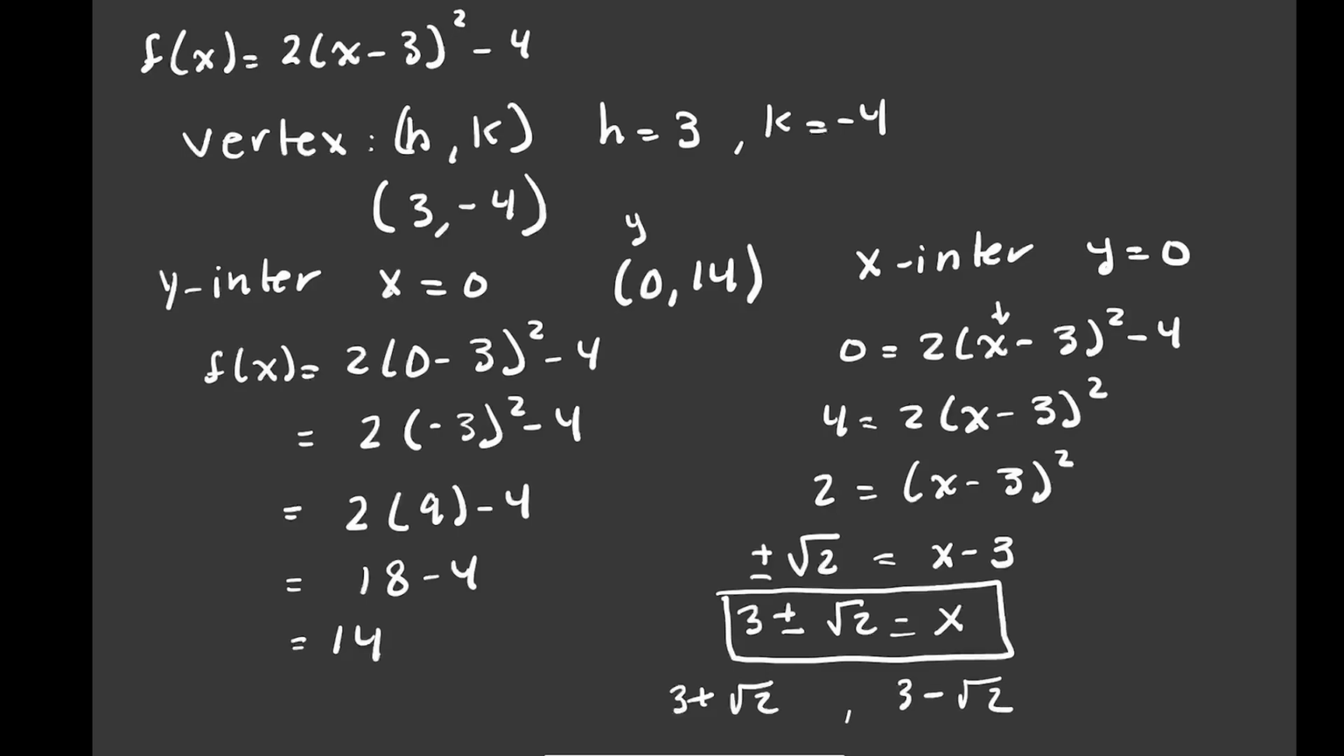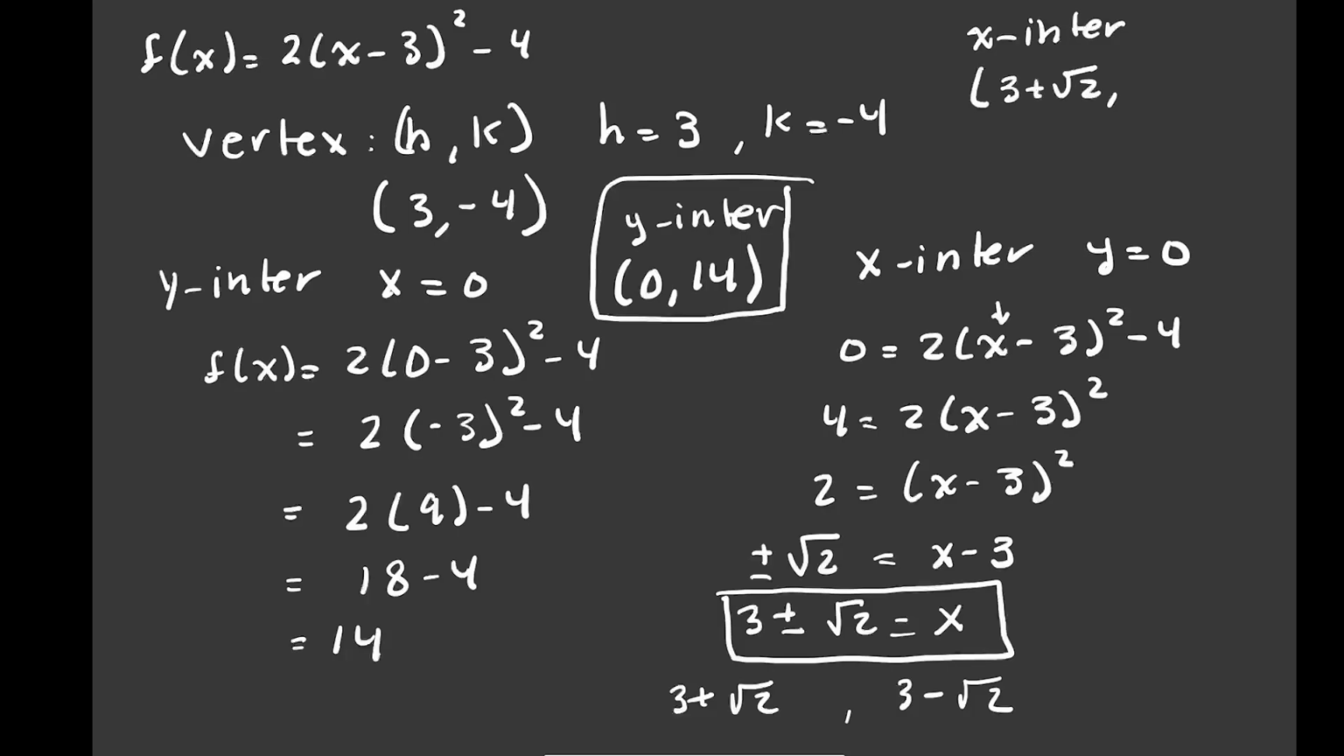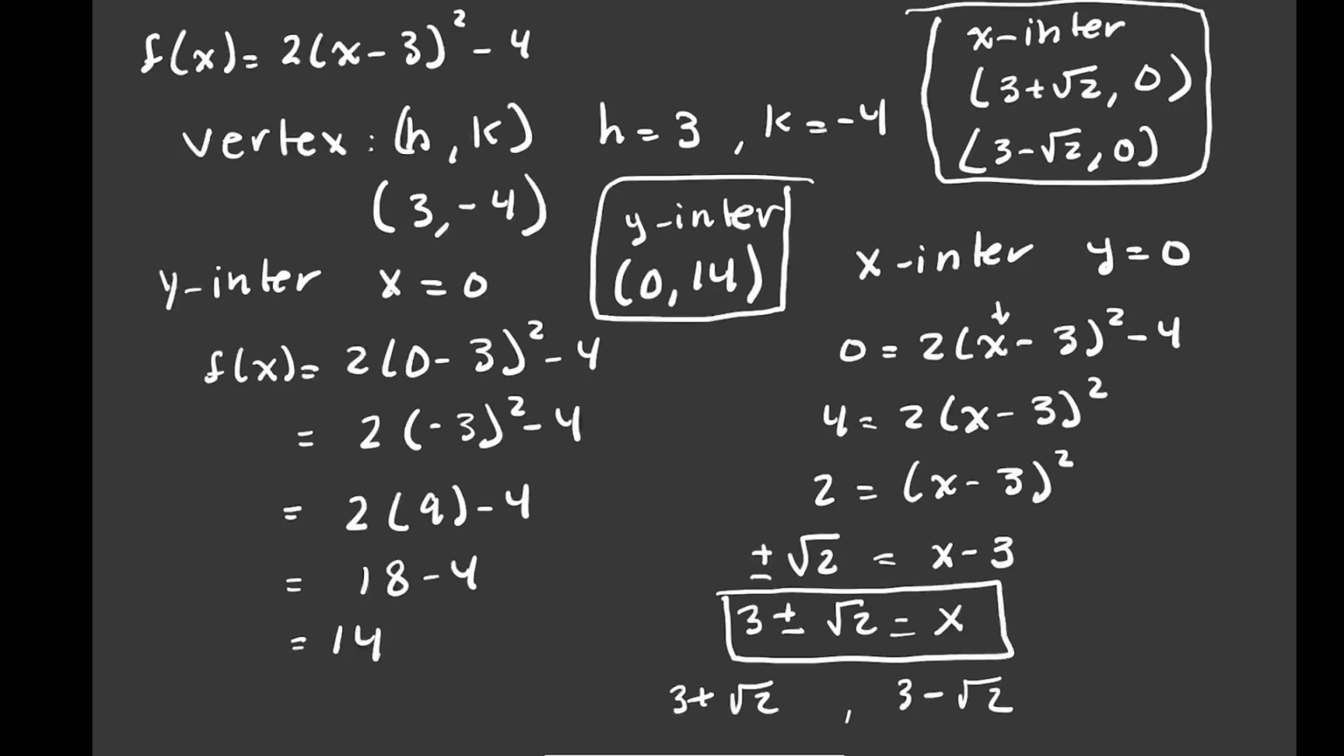So my y-intercept is (0, 14). My x-intercepts are (3 + √2, 0) and (3 - √2, 0). So now right here I have all my short run behavior of the graph.